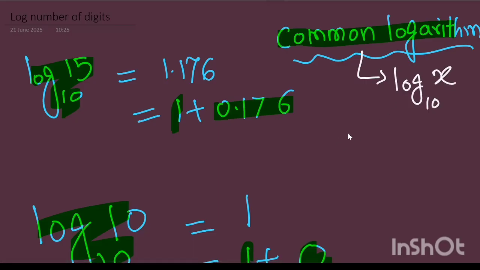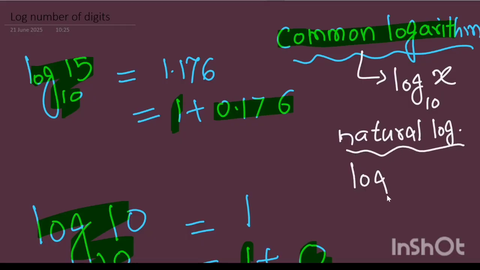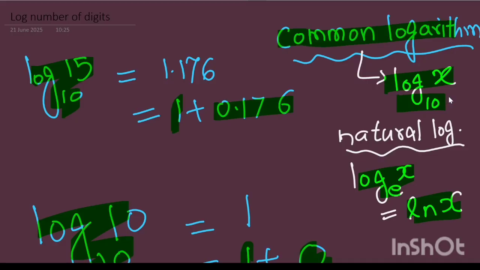There also exists a natural logarithm that we see mostly in calculus, where the base is e, and that is also written ln x. Log x base e can be written as ln x, natural logarithm. As of now, we are mainly concerned with the common logarithm, log x with base 10, where the log tables are made.